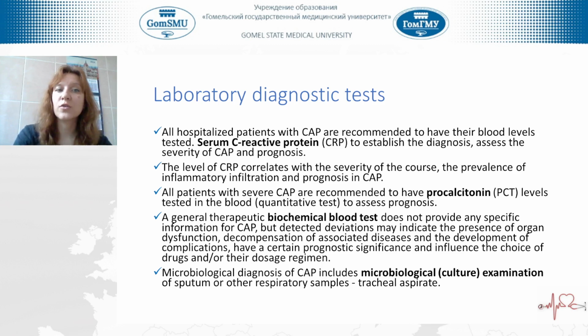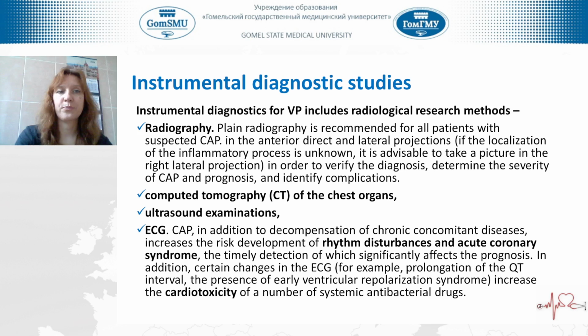A general biochemical blood test does not provide any specific information for CAP, but detected abnormalities may indicate the presence of organ dysfunction, decompensation of associated disease, and the development of complications, have certain prognostic significance, and influence the choice of drug or the dosage regimen. Microbiological diagnosis of CAP includes microbiological culture examination of sputum or other respiratory samples, tracheal aspirate.